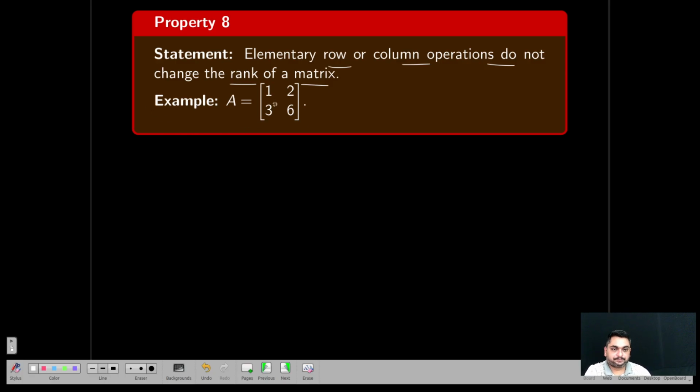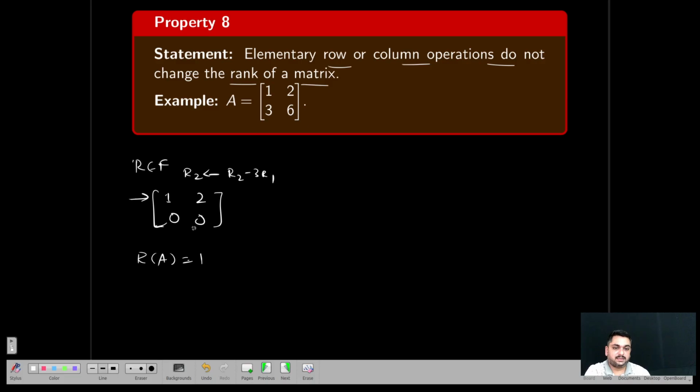So if I change these values, let us try to convert this to 0. So this is 1, 2. Let me make R2 as R2 minus 3R1. So I convert this, it will become 0, 0. So the rank of this is 1. Okay, the rank of this is 1, one linearly independent row available.